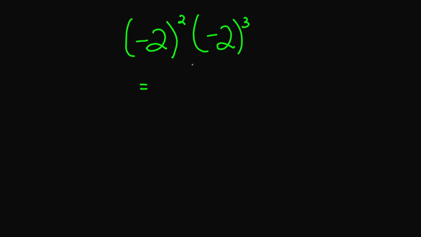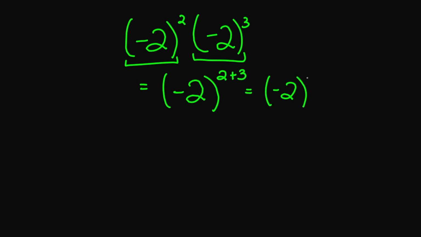This is a similar problem. If I had negative 2 to the 2nd power times negative 2 to the 3rd power, my base is the same, so I'm going to add my exponents. So you're going to get negative 2, 2 plus 3. This is going to give you negative 2 to the 5th power, which simplifies to negative 32.